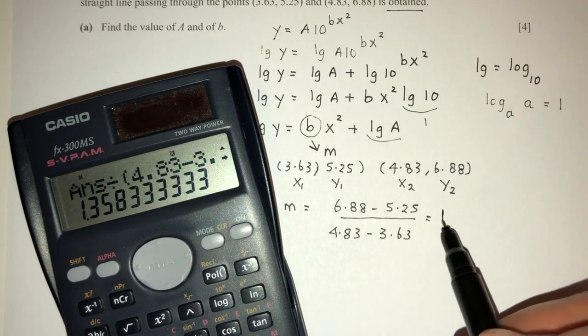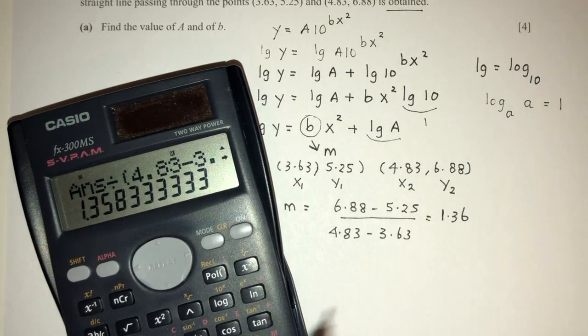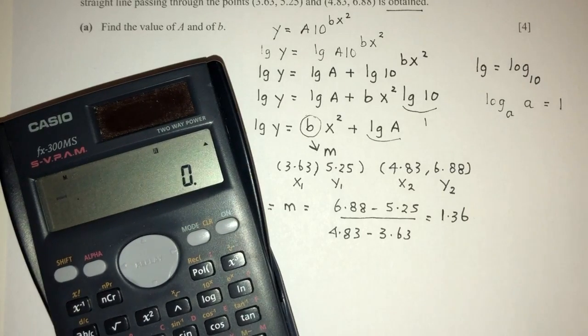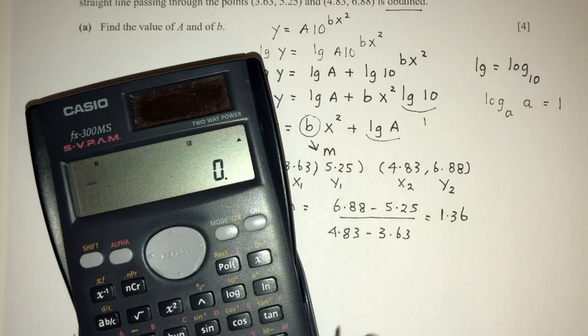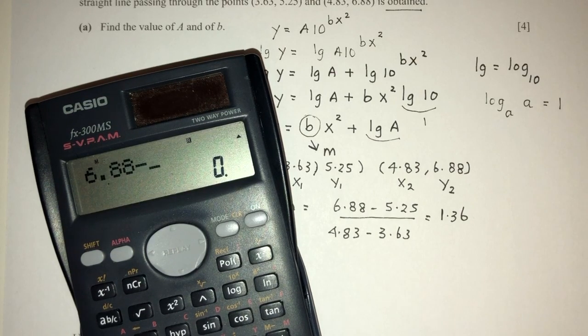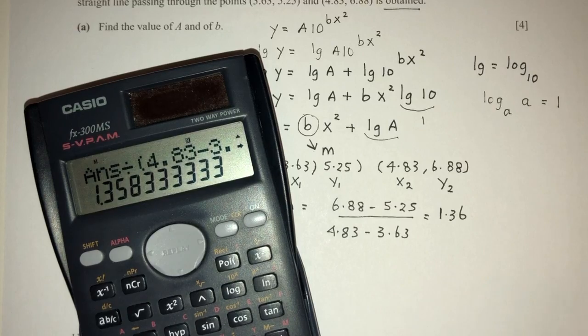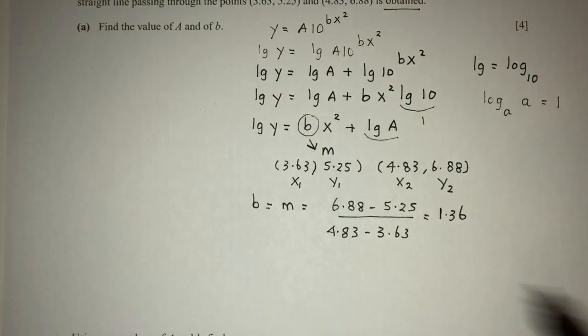That will be 1.36 for the value of b. But let's try again. I always tend to make mistakes in those kinds of questions. Let me try again. 6.88 minus 5.25 divided by 4.83 minus 3.63. Yep, seems to be fine. 1.36 as the value of b.